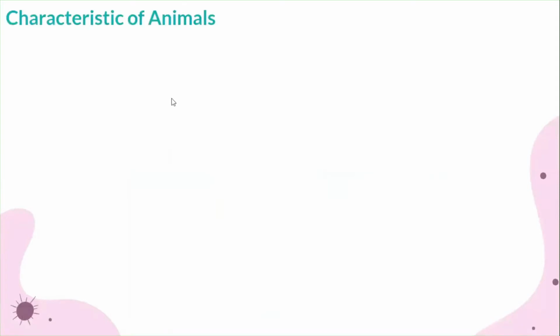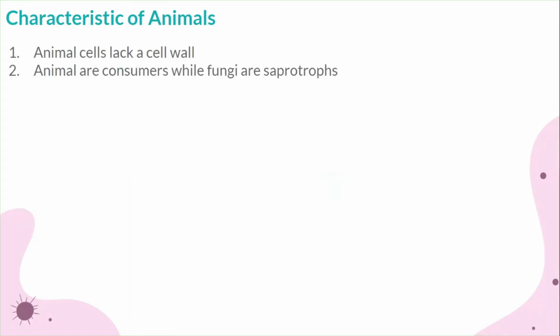We are going to discuss the characteristic of animals. First, animal cells lack a cell wall. Second, animals are consumer, while fungi are saprotroph. Actually, both animals and fungi are heterotroph, but animals are a little bit different as animal ingest food and digest it internally, while fungi they absorb food externally and absorb nutrients.